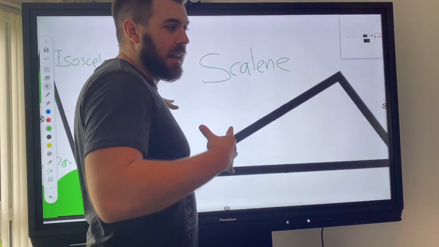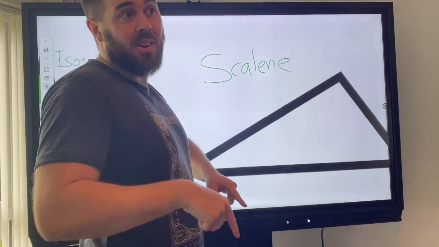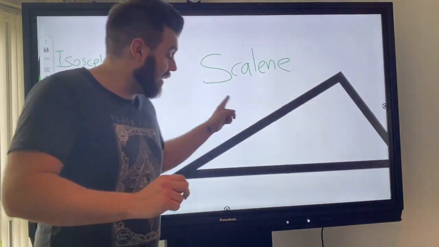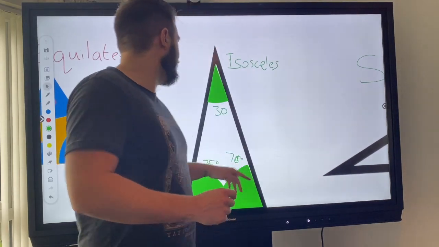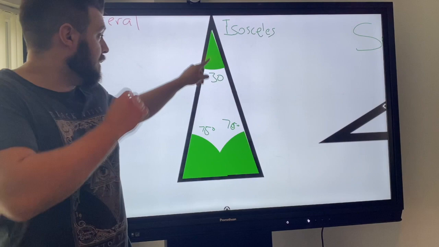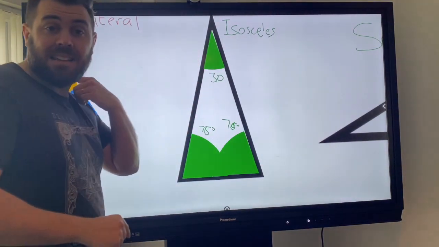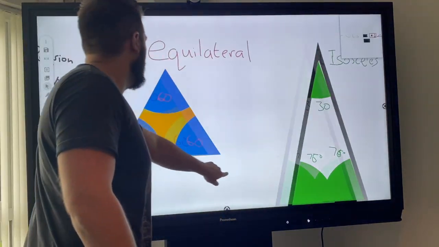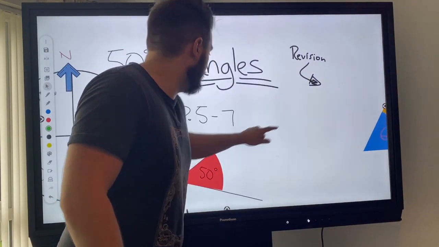And if you remember in that last lesson, or if you've done it before, the rules with the lines are exactly the same with the angles. So in a scaling, all the lines are different lengths, and all the angles are different sizes. That's what makes it a scaling. In the isosceles, we've got two angles that are the same, and two lines that are the same, and we've got one angle that's different to the other two, and one line that's different to the other two. So in this case, one line is different, two the same. And equilateral, everything's the same. The angles and the lines are the same as well.